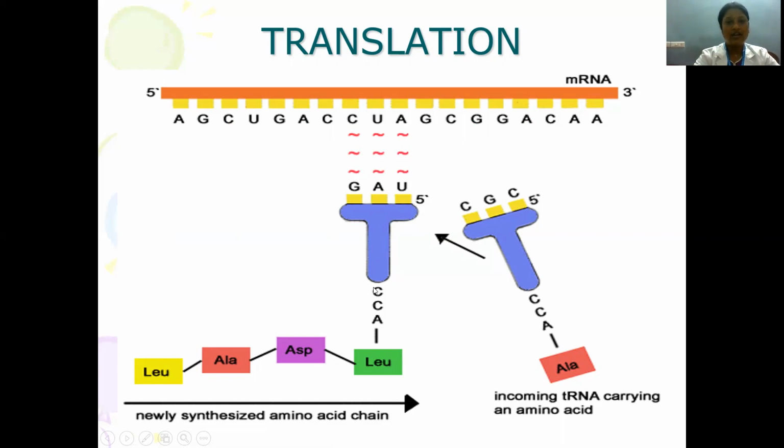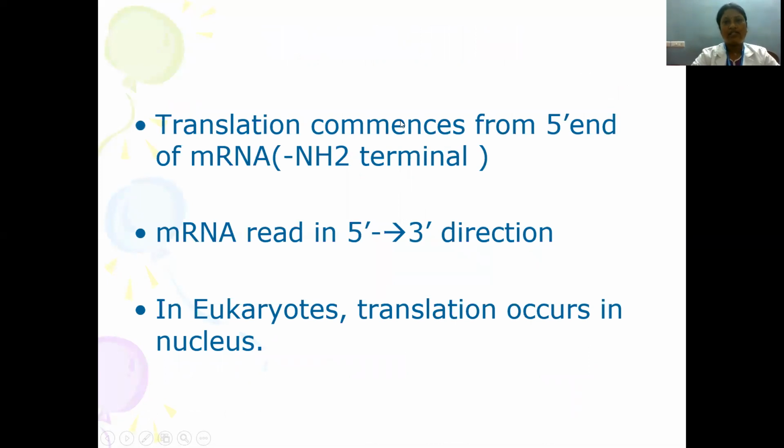And the tRNA will aid in delivering the amino acids to the mRNA. This is how proteins are synthesized with the basic codes present in the RNA, and we recruit amino acids, and the respective amino acids are joined, resulting in formation of polypeptides. The incoming tRNA carrying the amino acid, whose coding is complementary to the coding present in the next sequence of RNA next to CUA. Translation ideally commences from the 5 prime end of mRNA, that is from the amino terminal. So mRNA is basically written in 5 prime to 3 prime direction. In eukaryotes, translation mostly occurs in the cytoplasm.